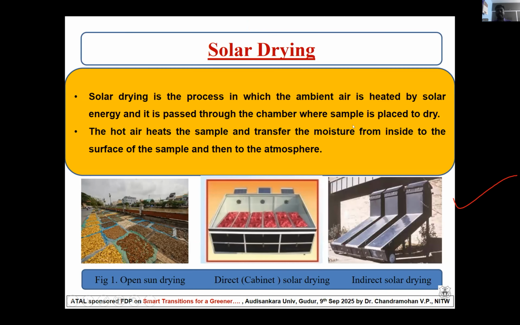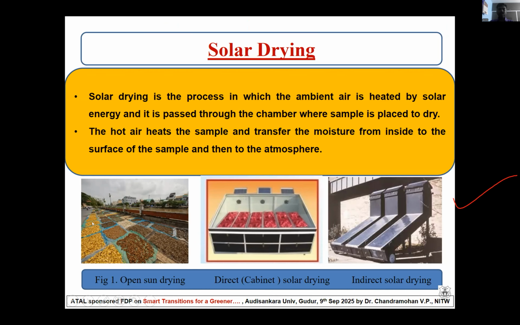So now we will see how the products are dried through solar drying. There are three main types. One is open sun drying, the second one is direct solar drying, and the third one is indirect solar drying.